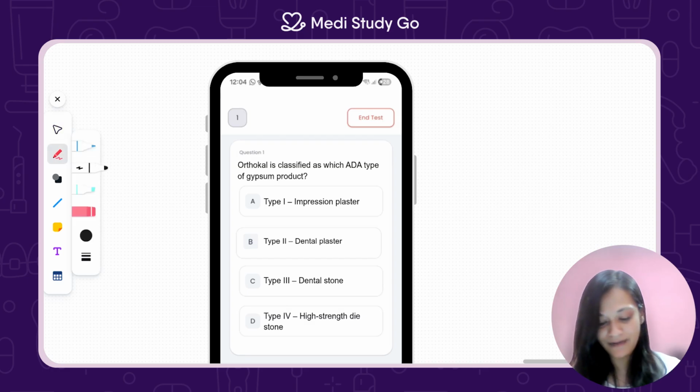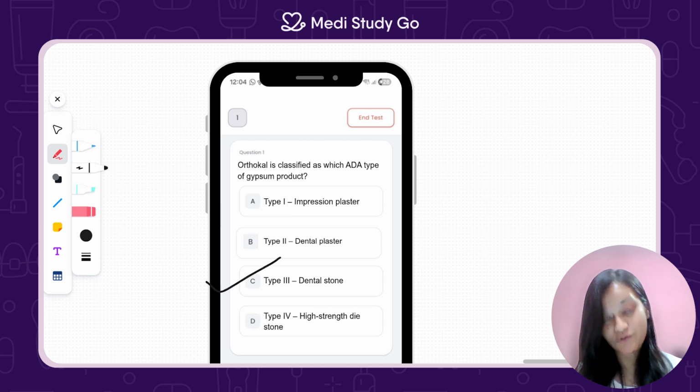Orthocal is classified as which ADA type? It's type 3. I didn't even have to look at the options. You should be this thorough with the topic.